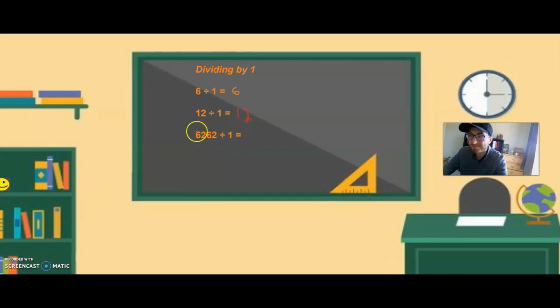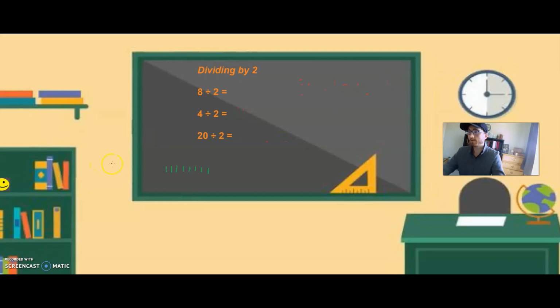6,262 divided by 1, that's a big number. That's pretty hard for division? Not really. If you're going to put this into one group, it's still going to be 6,262. So anything divided by 1 is the same number, really. So 54 divided by 1 is going to be 54. Make sense?